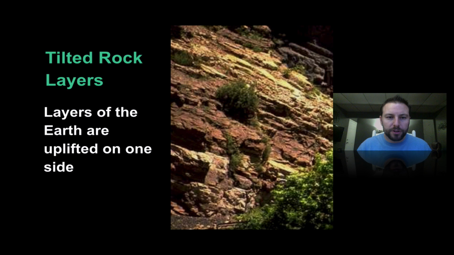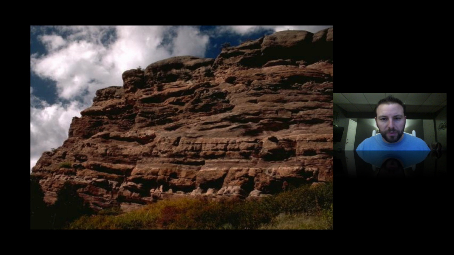We'll go on to tilting first. Here's a good example of tilting. We can see here layers of earth are uplifted on one side. And typically, as you remember from doing rocks, sedimentary rocks are normally deposited in horizontal layers. Here, you can see this tilting pattern. It actually shows up even better here, where we can see both horizontal layers and tilted layers.